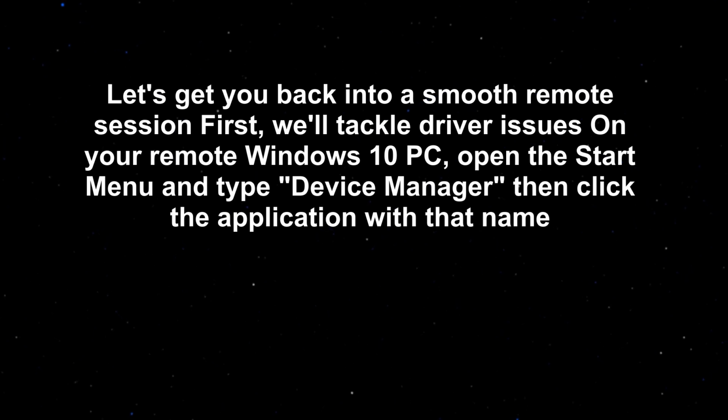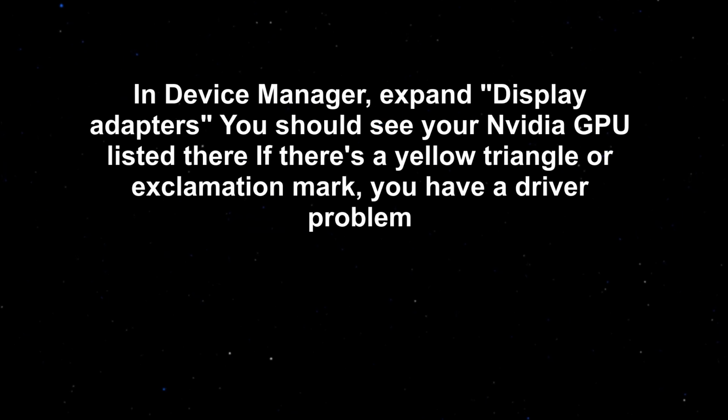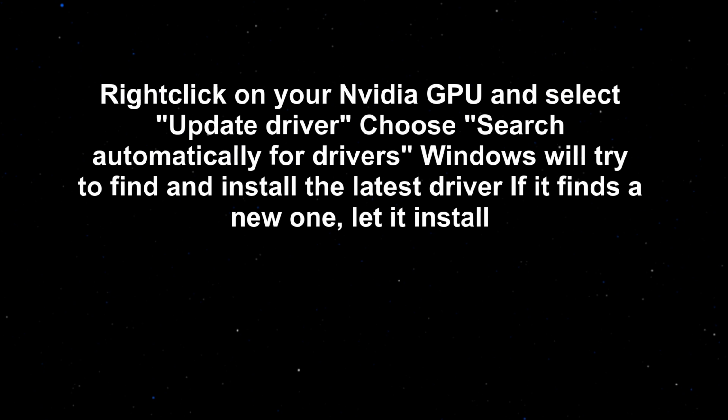Open the Start menu and type Device Manager, then click the application with that name. In Device Manager, expand Display Adapters. You should see your Nvidia GPU listed there. If there's a yellow triangle or exclamation mark, you have a driver problem. Right-click on your Nvidia GPU and select Update Driver.